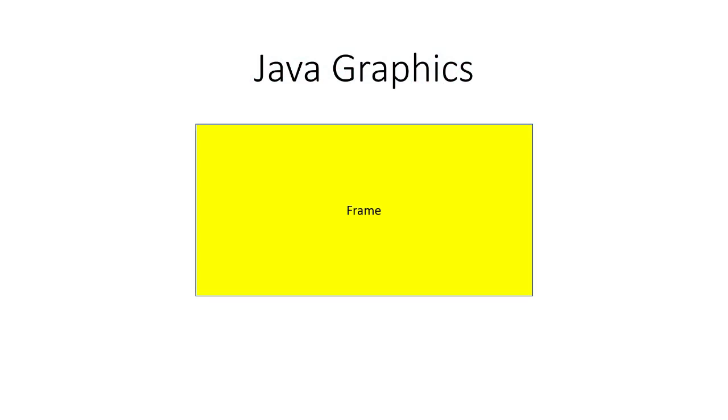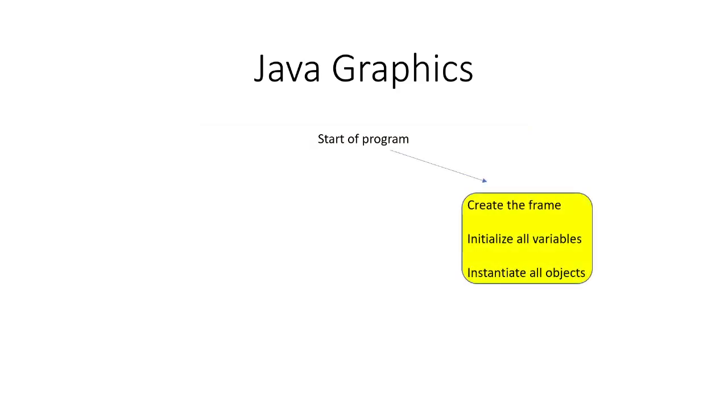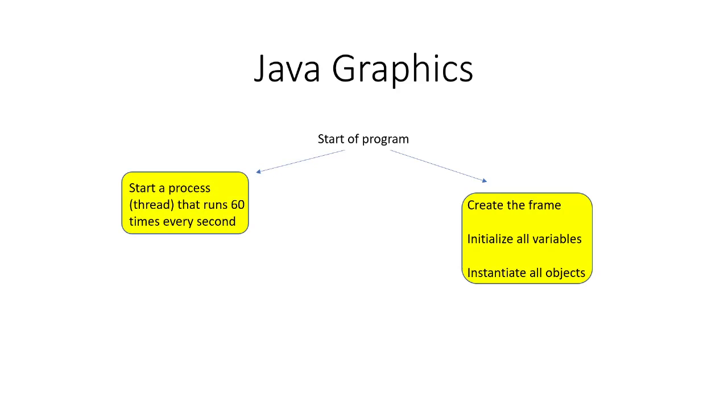Now, the start of the program, we're still going to have our main method, but it's going to actually do something a little different than what we're used to. The stuff that we are used to is we're going to just initialize all our variables and instantiate all our objects. We're also going to create the frame or the pop-up window that we would see. In addition to that, we're going to create a process or something called a thread that's going to run 60 times every second.